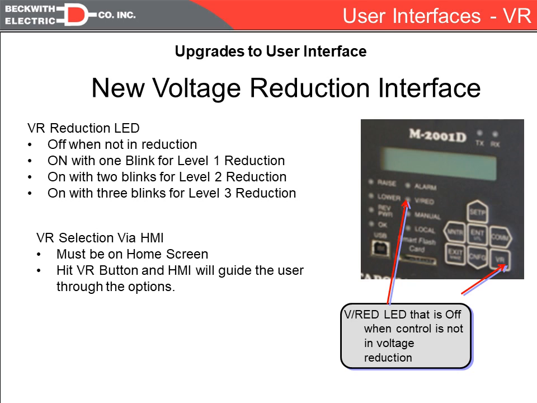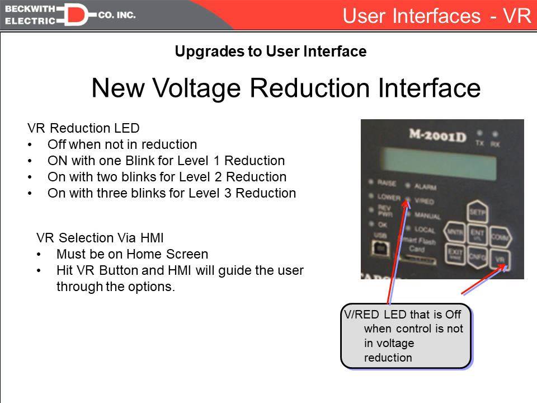One difference in the LED is on the C, it was on solid if you were in any level of voltage reduction, and it was off if you were not in reduction. With the D, it will actually blink to tell you what level of reduction. So if you're not in reduction, it'll be off like it was in the C. But if you're in any level, let's say level 2, it'll be on solid for a few seconds, then it'll blink twice, go back solid, blink twice. So you count the number of blinks, that will tell you which level of reduction you are actually in.